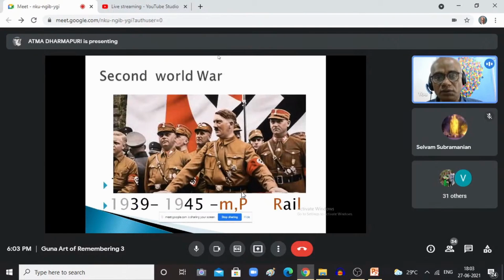And during the Second World War, 1939 to 1945, you forget the 19 in both cases, and you need to remember 39 and 45. So 3 in phonetics is M, and 9 is P. So MP, you can say member of parliament. And 4 is R, and 5 is L. You can combine this and make it a rail. During the Second World War, all the MPs traveled by rail. That way you can form a story.